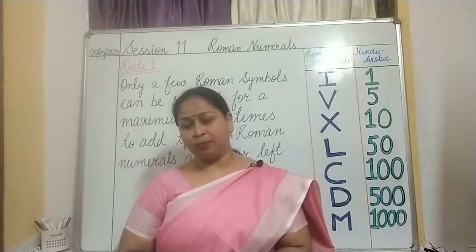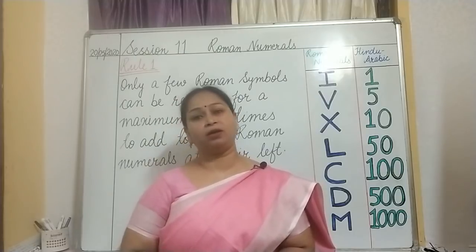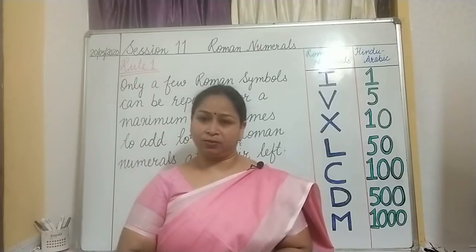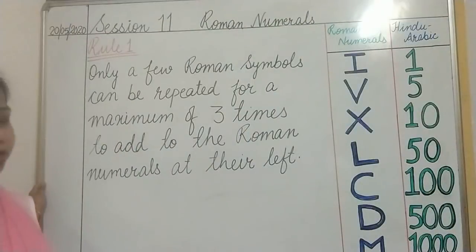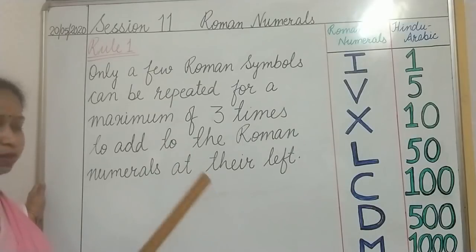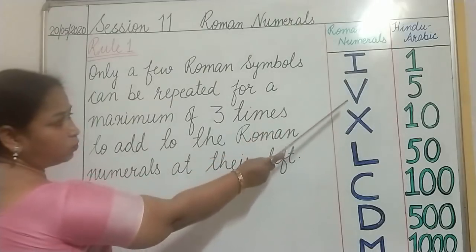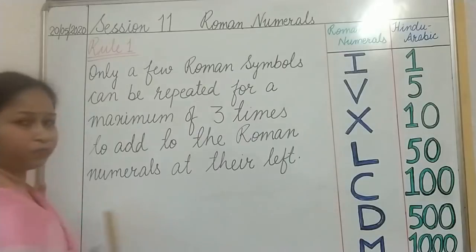So let us see what are the different symbols we use to denote a number in Roman, and what are the rules behind this. Ready to learn? Let us start. Children, for Roman numerals we are going to use 7 symbols. Now you are going to get familiar with these 7 symbols. What are these 7 symbols? It is I, V, X, L, C, D, M, right?